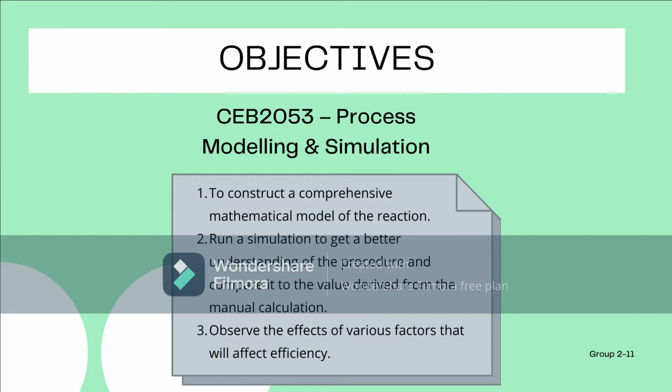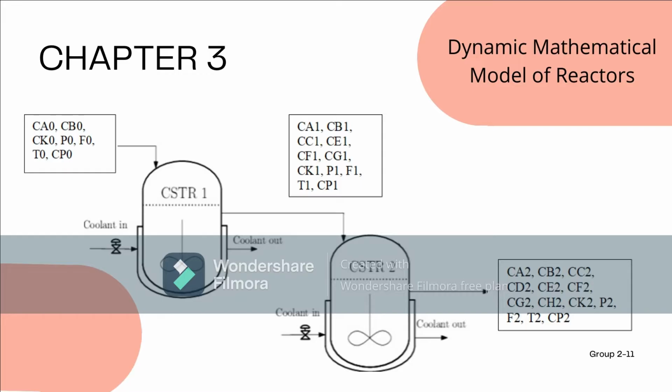The objectives of process modeling and simulation are to construct a comprehensive mathematical model of the reaction, to run a simulation to get better understanding of the procedure and compare it with the value from the manual calculation, and to observe the effects of various factors that will affect the efficiency. Chapter 3, Dynamic Mathematical Model of Reactors.